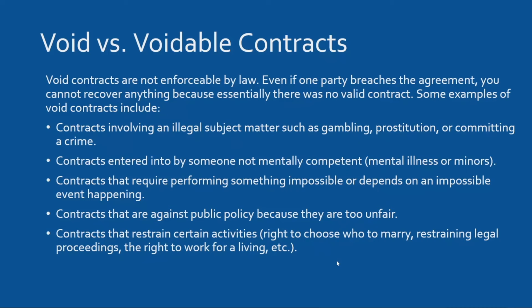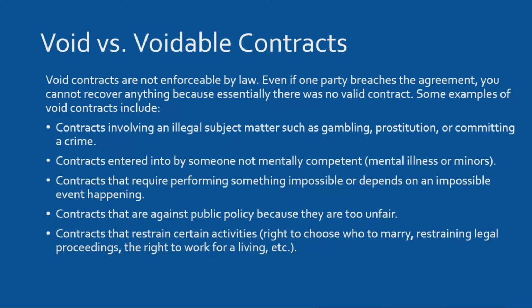We're also introduced to the term void and voidable contracts. A void contract is basically a contract that's been torn up before it got put in place. Void contracts are not enforceable by law. Even if one party breaches the agreement, you cannot recover anything because essentially there's no valid contract from which to recover. So some examples of void contracts include contracts involving any illegal subject matter. That's what would automatically be a void contract. Also contracts entered into by someone who doesn't have the capacity to contract, or is mentally incompetent or the like. And contracts that require performing something impossible.